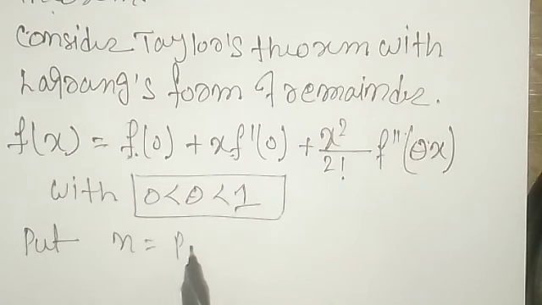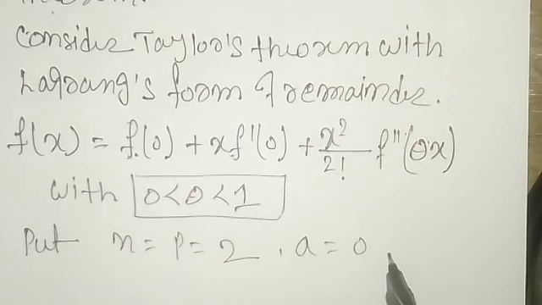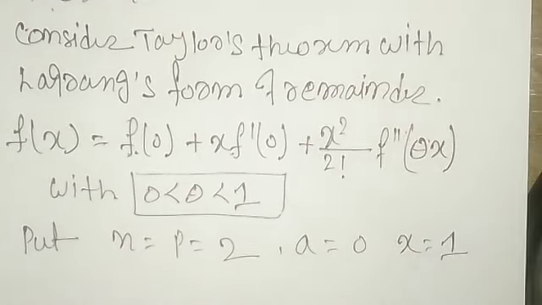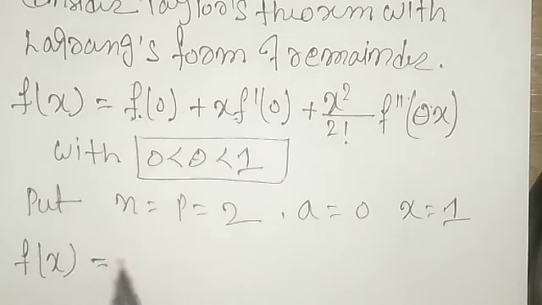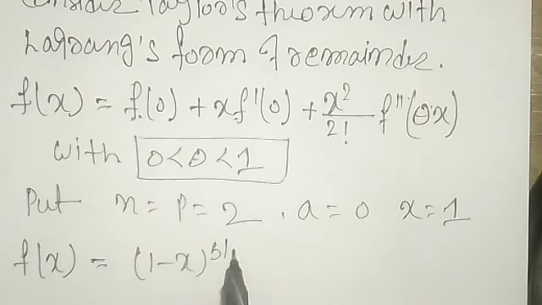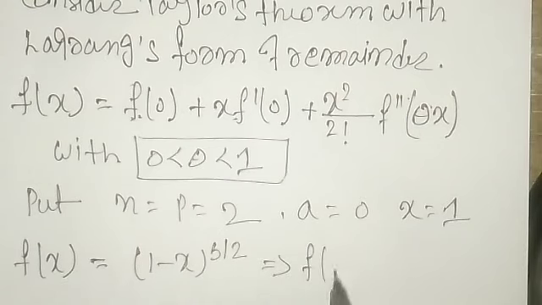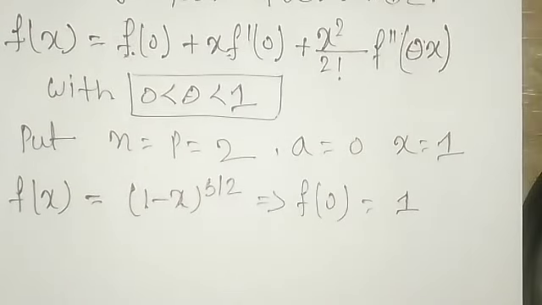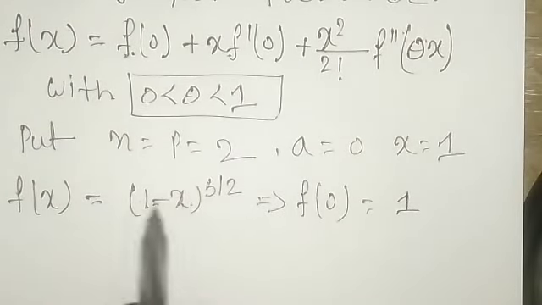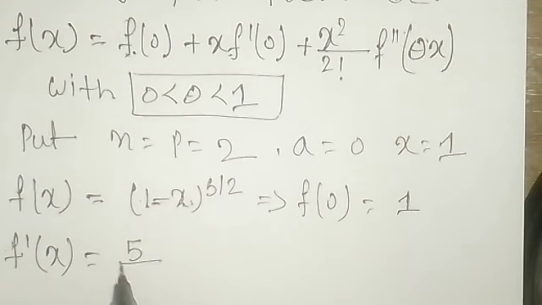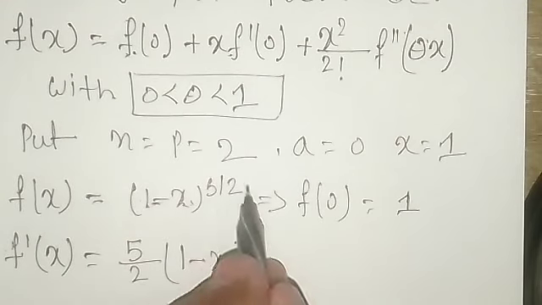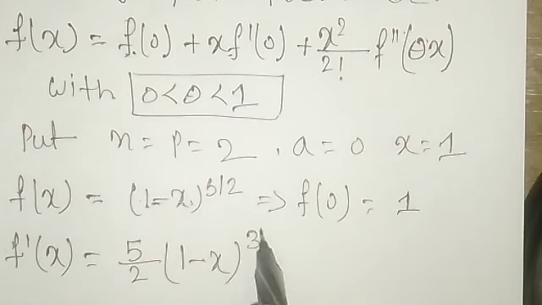So now we can say put n is equal to p is equal to 2, and a is equal to 0, x is equal to 1, right? Now, so f of x is equal to what we have, that f of x is equal to 1 minus x to the power of 5 by 2, right? So that is nothing but f of 0 you can get, means 1 minus 0, so it is 1 only, right? Similarly we have to differentiate this function, that is f of x is equal to this, right? So first differentiation, you can say f dash of x is equal to 5 by 2 into 1 minus x to the power 5 by 2 minus 1. So 5 by 2 minus 1 is nothing but 3 by 2, right?